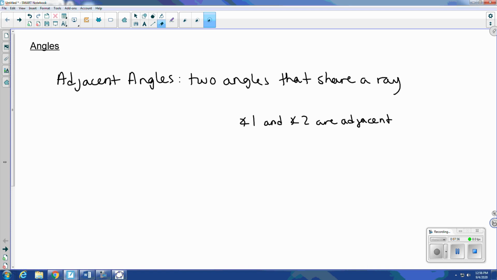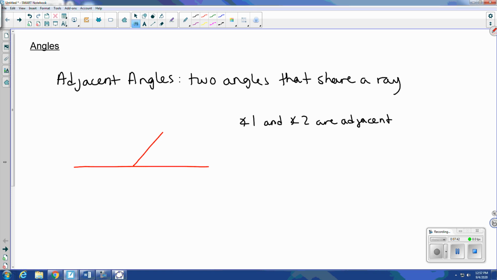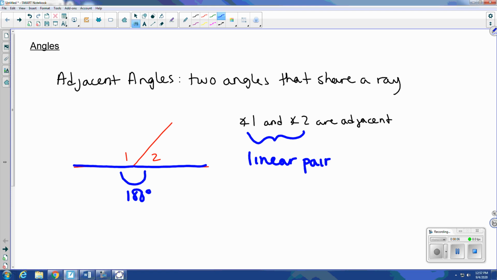Let's say we have 1 and 2 are adjacent to each other. But in this scenario, the non-shared sides of these two, so this ray here for angle 1 and this ray here for angle 2, form a line. So its measure is 180 degrees. When the non-shared sides form a line, we refer to angle 1 and angle 2 as a linear pair. And that name gives it away. If I ask you to identify a linear pair, you know that the non-shared sides form a line.